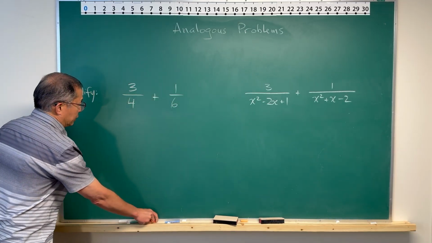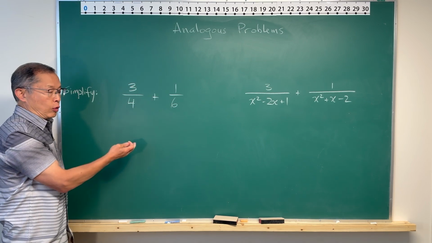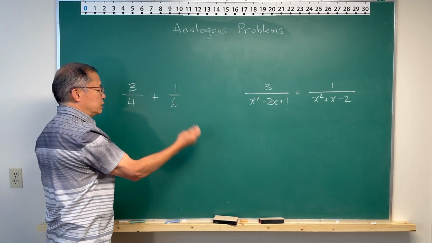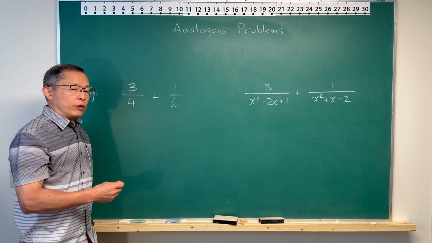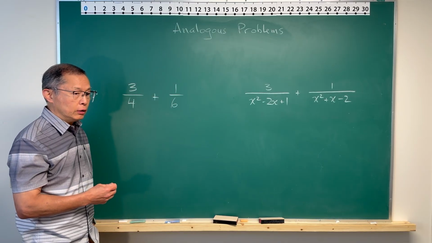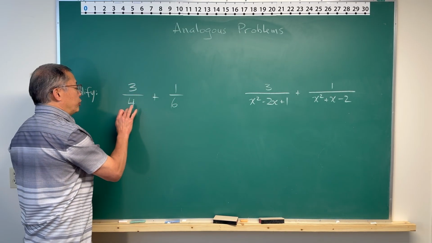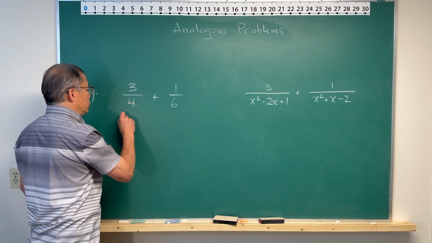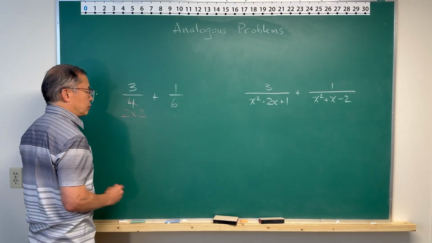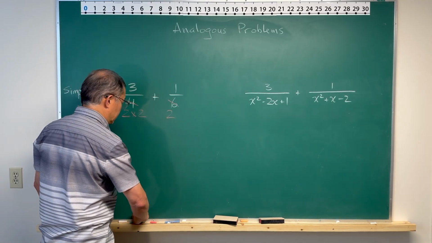So for example, in this question here, we know that we have 3 of these things that are called fourths, plus 1 of these things that are called sixths. Fourths and sixths are physically different things, so that's why we can't count them together. That's what we're counting. So what do we do? The 4 breaks down to 2 times 2. The 6 breaks down to 2 times 3.